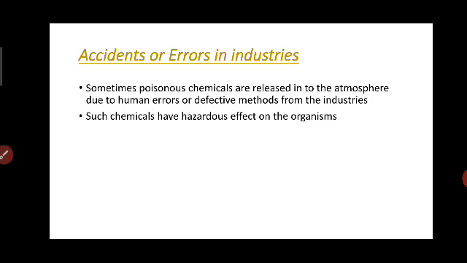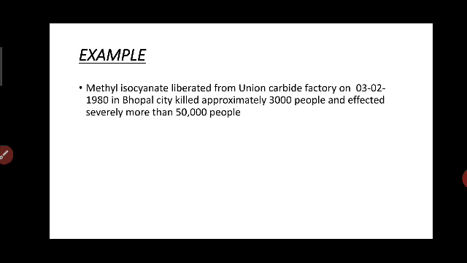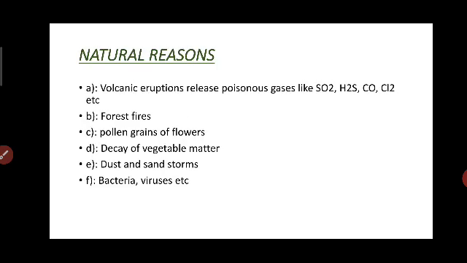So accidents or errors in the industries also cause air pollution. The example is also given here: methyl isocyanate liberated from the Union Carbide factory in Bhopal city in 1984 killed approximately 3,000 people and affected more than 50,000 people. That is one example of accidents in the industries.